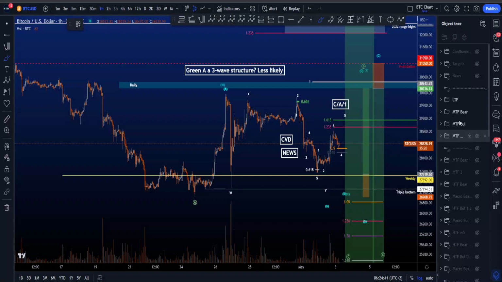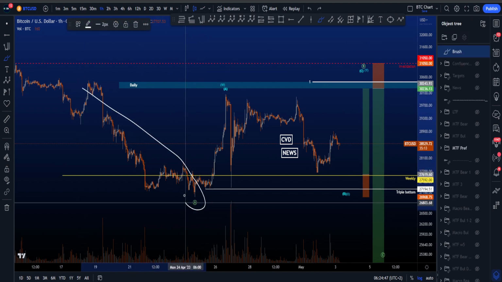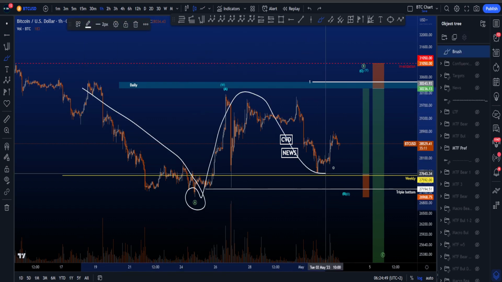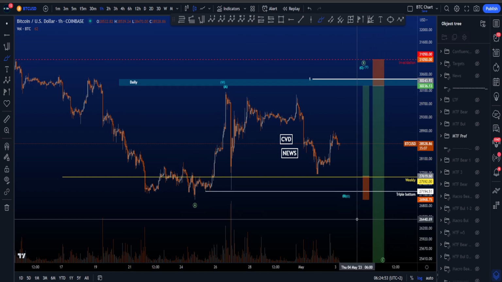Hi everyone, let's have a look at my medium time frame and low time frame scenarios, including potential trading setup. Starting on the medium time frame, where I'm looking for a 5-wave move to the downside, followed by a 3-wave structure in a wave B, before then continuation to the downside in a wave C.